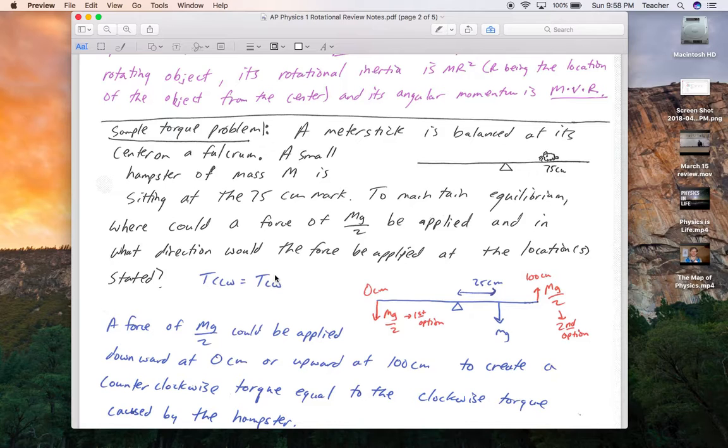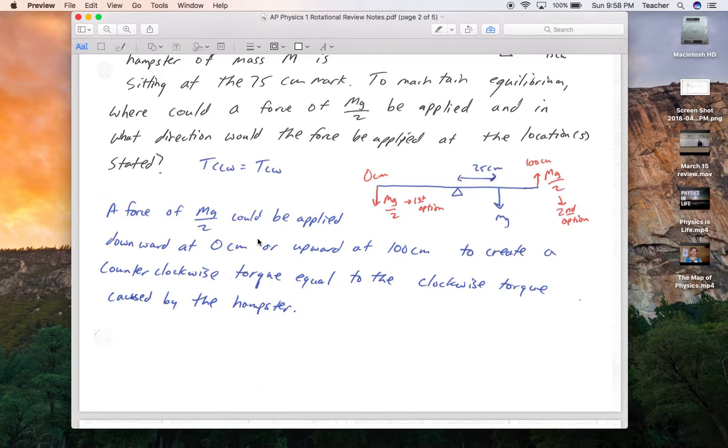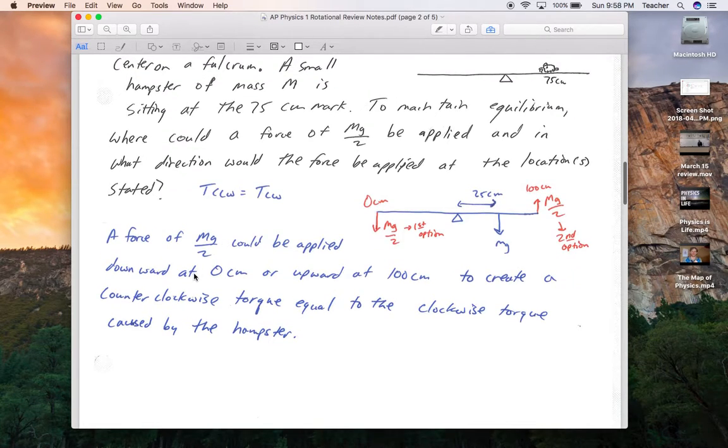The key thing here is recognizing that torques have to be balanced, so counterclockwise torque would equal clockwise torque. The force of mg over 2 could be applied at 0 centimeters directed downward, or 100 centimeters directed upward. Why? Well, the hamster is causing a clockwise torque, so we need the extra force to cause a counterclockwise torque. That counterclockwise torque needs to be applied twice as far away from the fulcrum as the clockwise torque caused by the hamster, because the magnitude of force is only half as much. The hamster's mass is m, so the gravitational force would be mg.